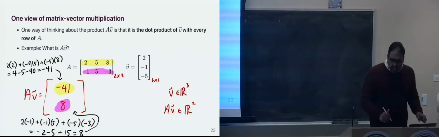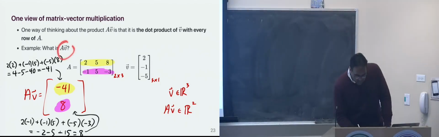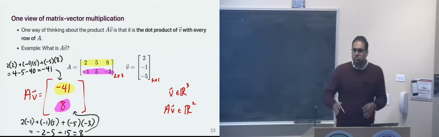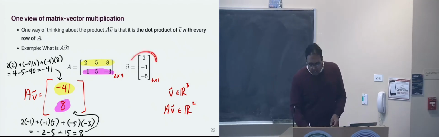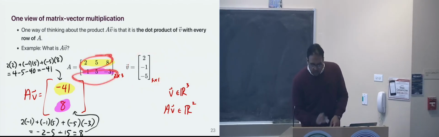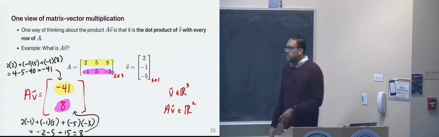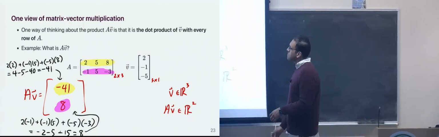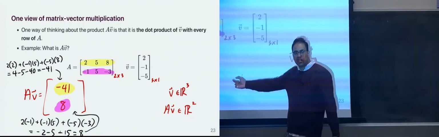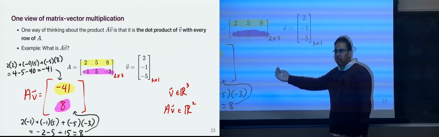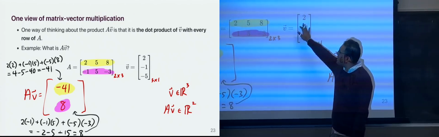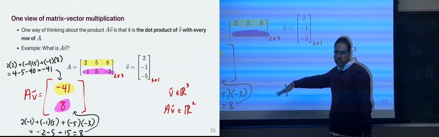So the key idea here is that one way of thinking about the product AV is that it's the vector that results from taking the dot product of V with every row in A. Do we agree? Okay, this will be important to remember, taking the dot product of V with every row in A. It's going to come up shortly.